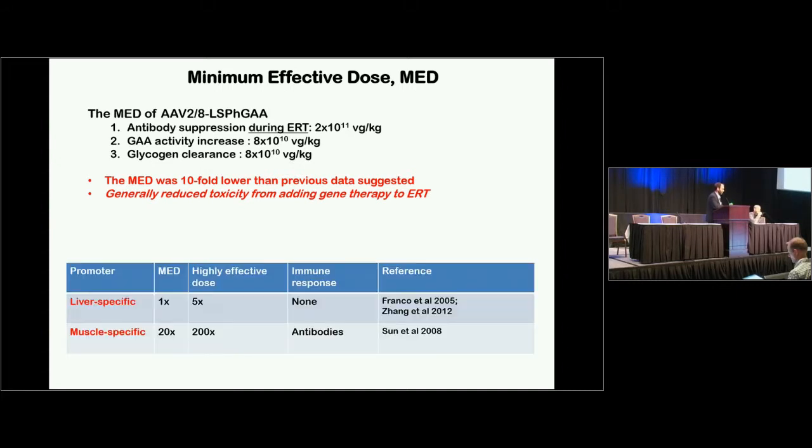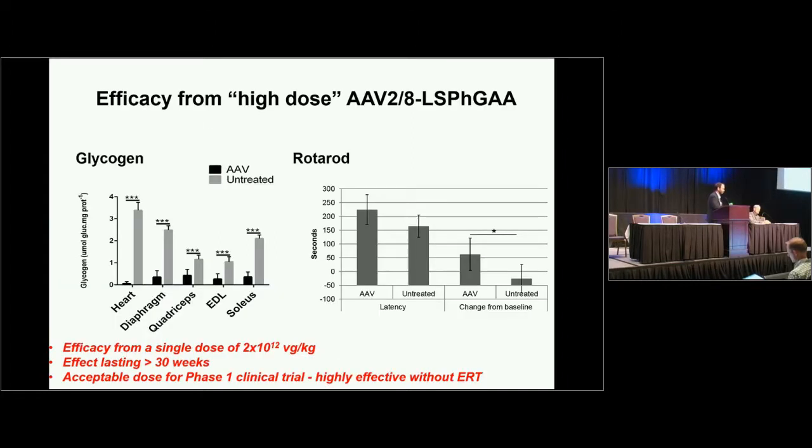One side note, again, the promoter choice is important, so we've done experiments with a highly active muscle-specific promoter, and we see about a 20-fold higher dose requirement for either the minimum effective dose or a highly effective dose. This probably has to do with the need to give higher vector dosages to reach the muscle, but also the antibody response that we see with muscle-specific expression that would interfere with cross-correction of untransduced muscle fibers.